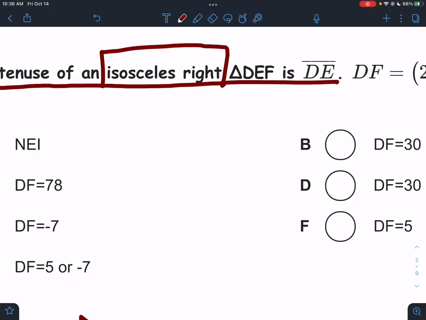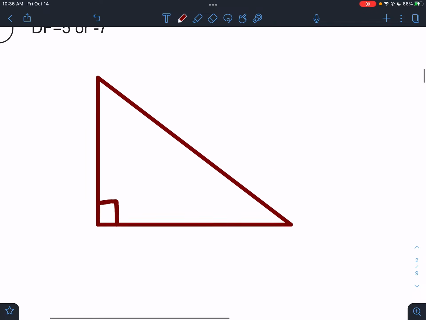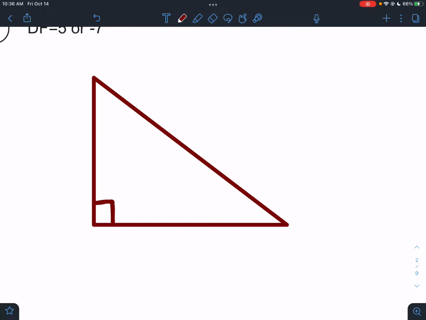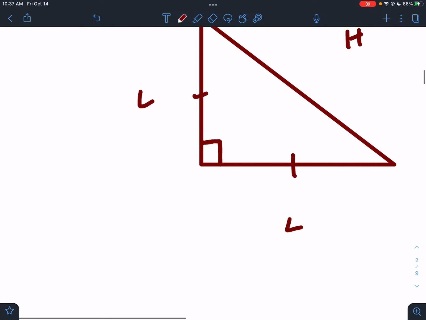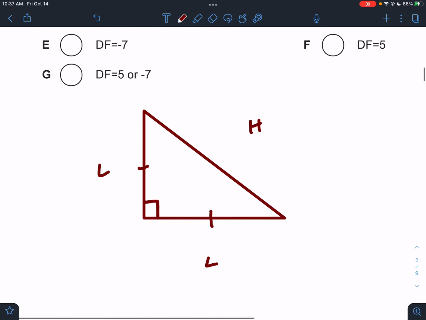Isosceles triangle, I know at least 2 sides are going to be congruent. And it's a right triangle, means I have a 90-degree angle. Well, if it's a right triangle, this is the hypotenuse and these are the legs. What do we know about the hypotenuse? It's got to be the longest side. So it's got to be that the legs are equal. If it has to be isosceles, those 2 sides have to be equal.